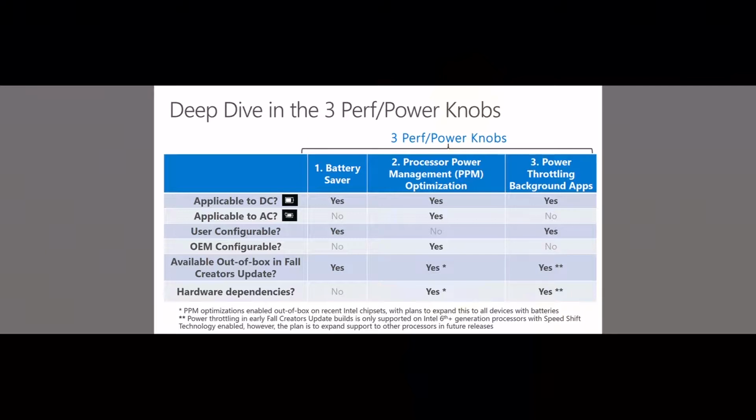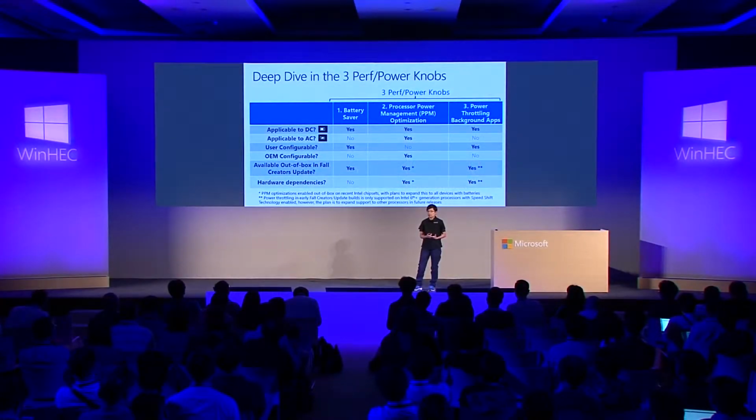Fourth, all these 3 knobs are available out of the box in Fall Creators update. However, power throttling in early Fall Creators update builds is only supported on Intel 6th generation and later processors with Speed Shift technology. The plan is to expand the support to other processors in future Windows releases. Fifth, the battery saver does not have any hardware dependencies. However, as noted earlier, both PPM tuning and power throttling currently have hardware dependencies.